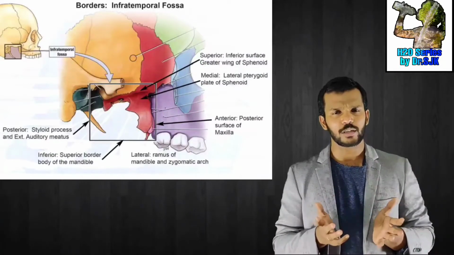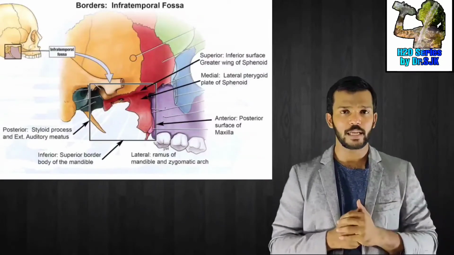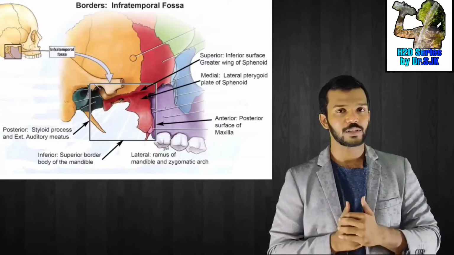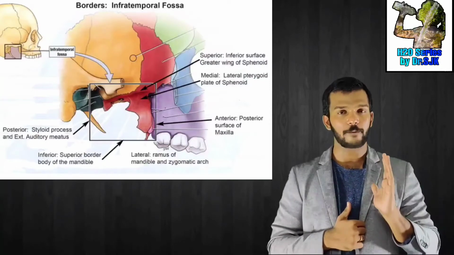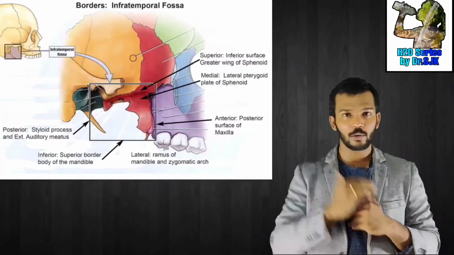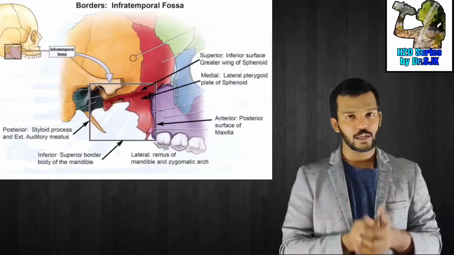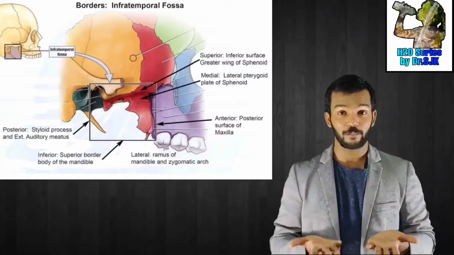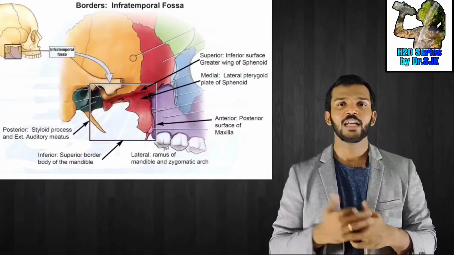Then what are the other boundaries? As I already said, the medial boundary is formed by the lateral pterygoid plate and the pterygomaxillary fissure formed along with the maxillary bone. So the medial boundary is the lateral pterygoid plate. The superior boundary, as I already said, is none other than the sphenoid bone. The anterior boundary is the posterior wall of the maxillary bone.